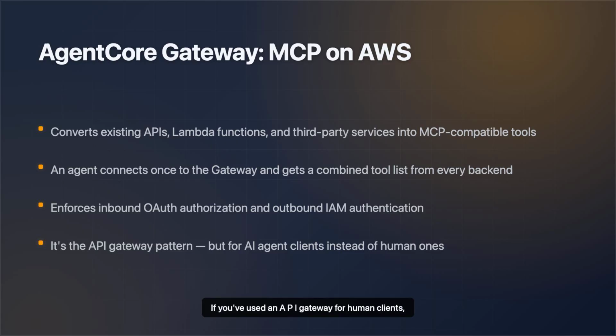If you've used an API gateway for human clients, this is the same pattern: routing, auth, and policy, but for AI agent clients instead.